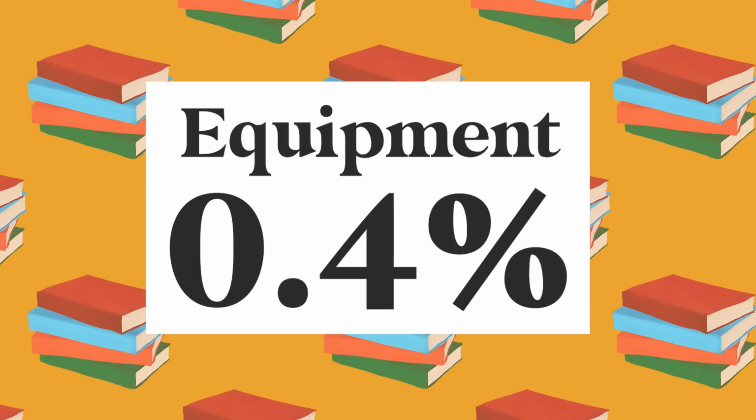Then equipment at 0.4%. This is another one that would be really different year on year. This last tax year, I didn't need any new equipment, so that's why this is so low. Whereas there have been other years where I replaced my whole camera system or my laptop and things like that. And so that would definitely up those costs.